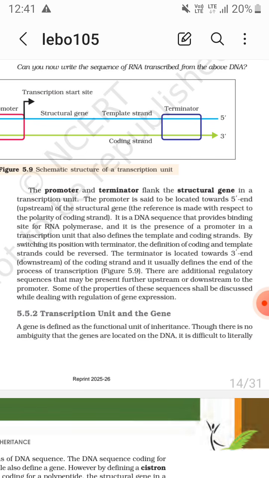By switching its position with the terminator, the definition of coding and template strands could be reversed. Although the terminator is located towards the 3' end, that is downstream of the structural gene of the coding strand, it usually defines the end of the process of transcription.